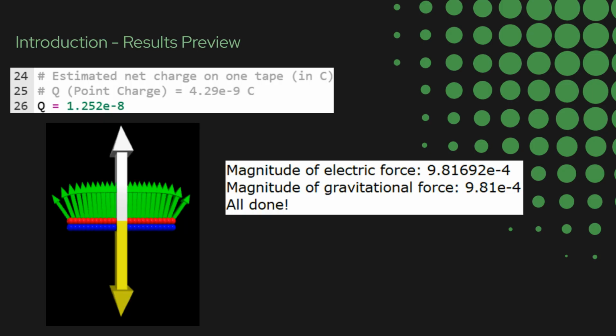Here is a results preview of this lab, where we can see that with a charge of 1.25 E negative 8 coulombs, we were able to balance out the electric force in white and the gravitational force in yellow.